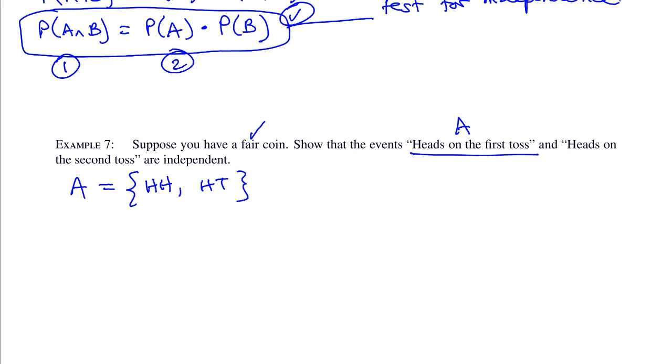What would be event B, the event of getting heads on the second toss? Heads, heads, and tails, heads. Yeah, tails, heads. So you want heads on the second toss on this one.